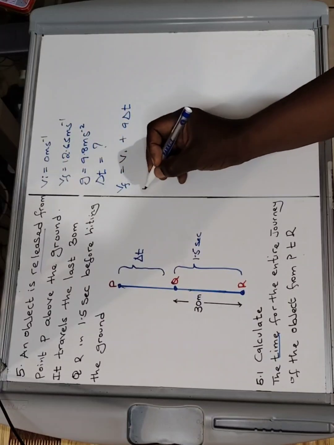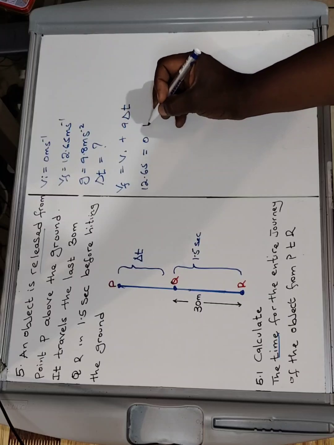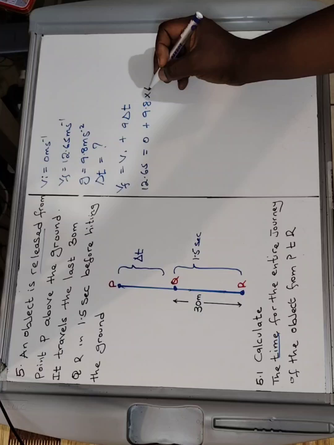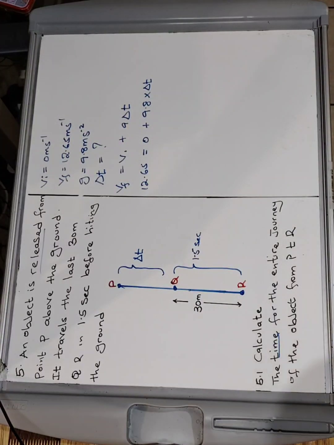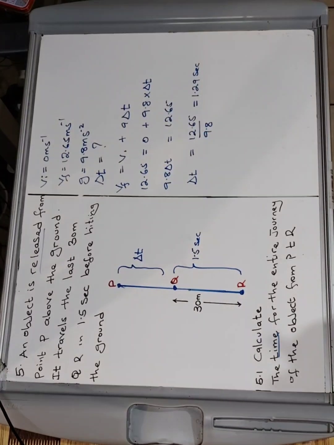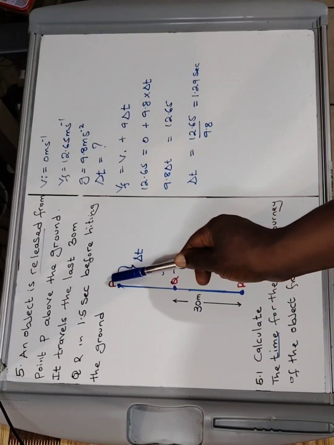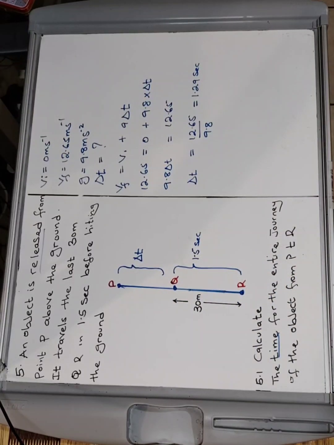On substitution, we have this one as 12.65, this one as 0, and this one as 9.8 times delta T. And when you look at that equation, the only unknown is delta T, which we can find. Let's find out what it is. We have just got our delta T, which represents P to Q, as 1.29 seconds.